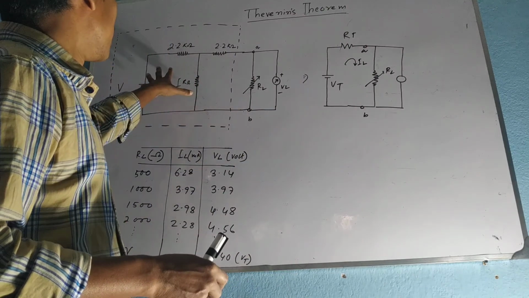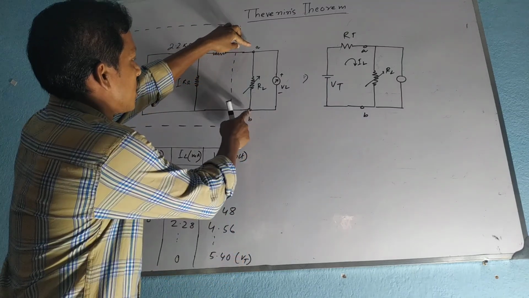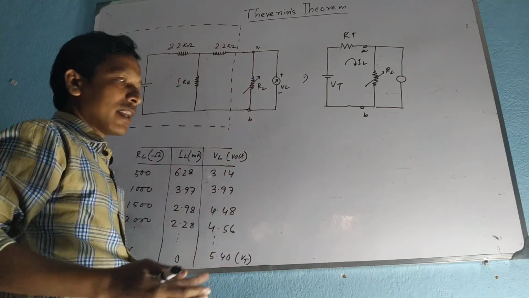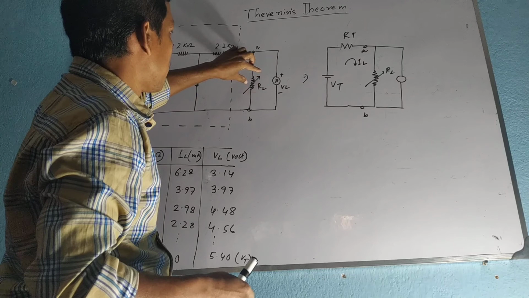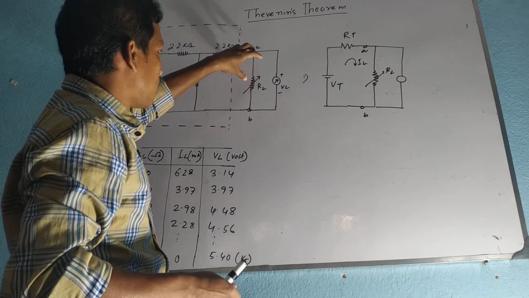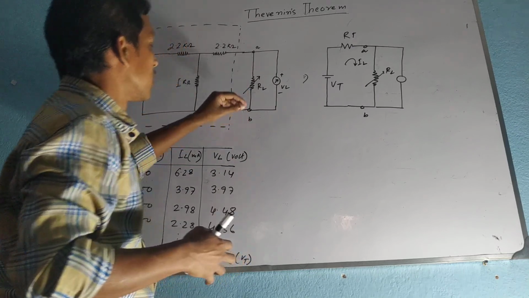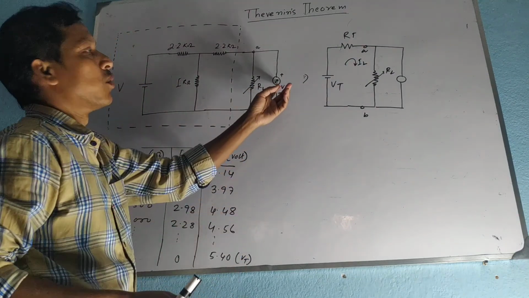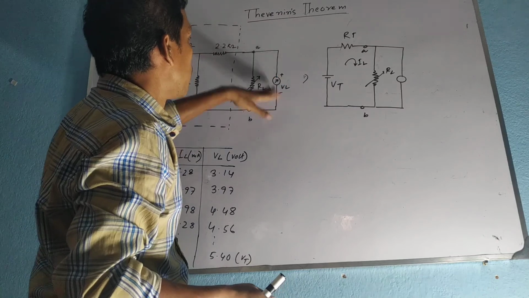Okay, so let's see the circuit diagram. In this circuit diagram I will apply Thevenin's theorem at the point M. What is the difference between the analytical determination and the experimental determination process? Here we have taken a variable load resistance, and for different values of RL we have to record the voltage across RL, for which we have taken a voltmeter. With changing the value of RL we will record the voltage across RL.